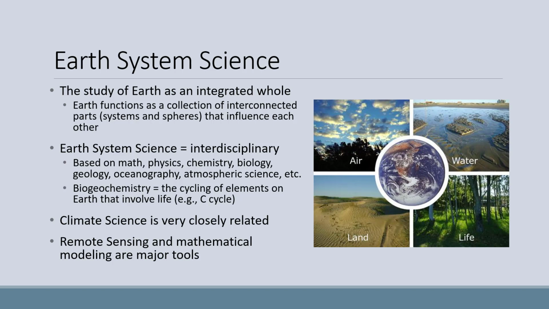Earth system science is the study of Earth as an integrated whole. The Earth functions as a collection of interconnected parts that influence each other. We will better define what a system is and what Earth's spheres are in the coming slides, but the different spheres on Earth are shown in the image to the right. Earth system science is an interdisciplinary science that incorporates math, physics, chemistry, biology, geology, oceanography, atmospheric science, and more.